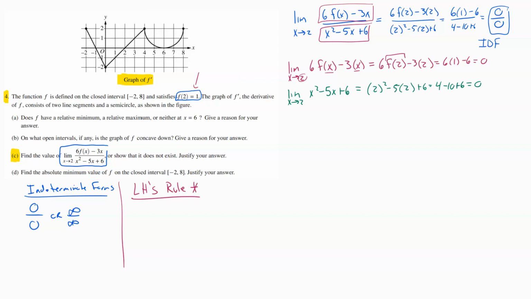Then what they want you to do after you've done that, so that's actually 1 point right there for breaking this thing up, is now they want you to come back and basically say what we did up at the top already, which is that this limit, x squared minus 5x plus 6, does equal 0 over 0, which is an indeterminate form.